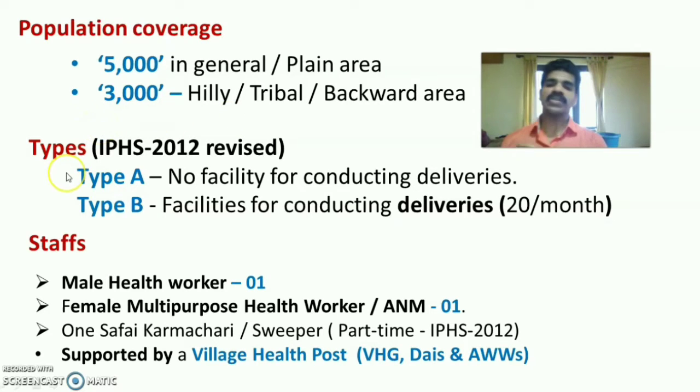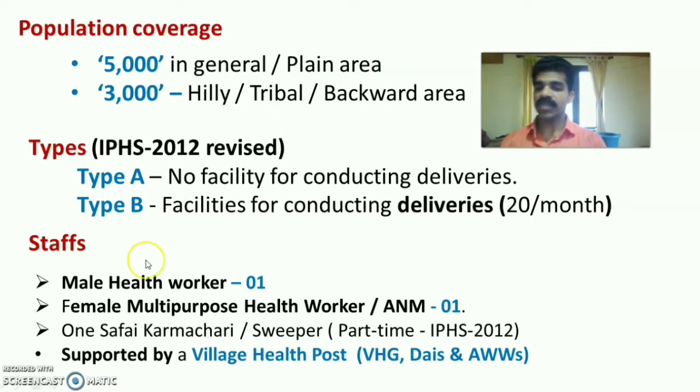Then types of subcenter. According to Indian Public Health Standards 2012 revised, subcenters are classified into two, type A and type B. In type A subcenter, there is no facility for conducting deliveries. In type B, there are facilities for conducting deliveries like a labor room, and 20 institutional deliveries per month are expected from the type B subcenter.